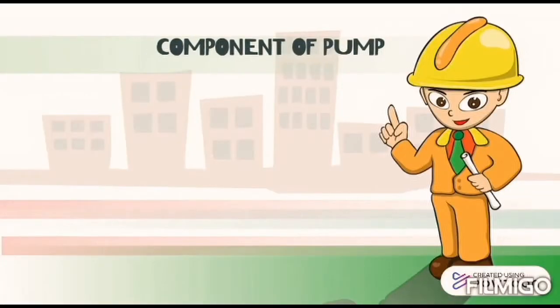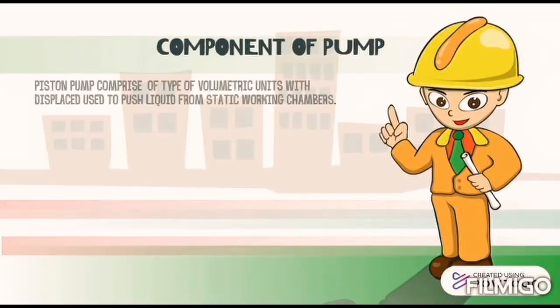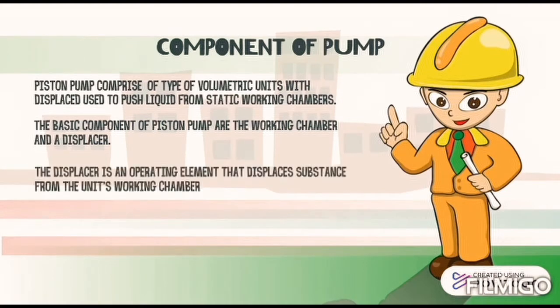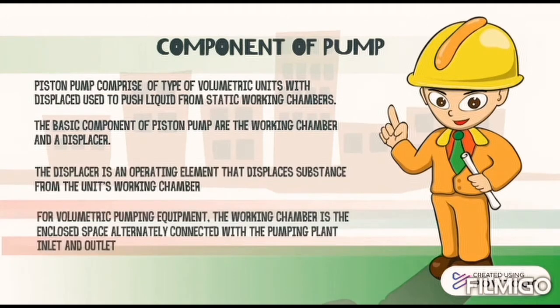Piston pump. A piston pump comprises a type of volumetric unit with a space used to push liquid from a static working chamber. The basic components of a piston pump are the working chamber and a displacer. The displacer is an operating element that displaces substance from the unit working chamber. For volumetric pumping equipment, the working chamber is the enclosed space alternately connected with the pumping plant inlet and outlet.